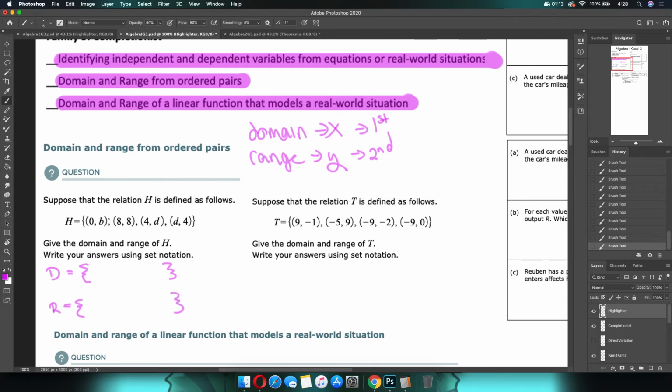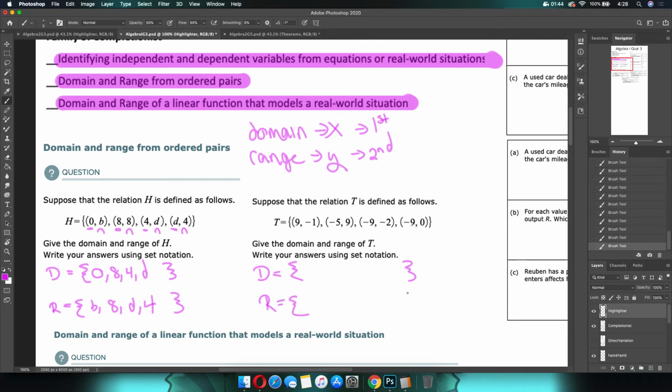So domain is your x, which is your first number, so 0, 8, 4, and D. Like literally that's all you're doing. Range is your y, which is your second number. So we have B, 8, D, 4. Like I don't even know if it's necessary for me to do a second example because that's how easy this is going to be when you are doing it out.